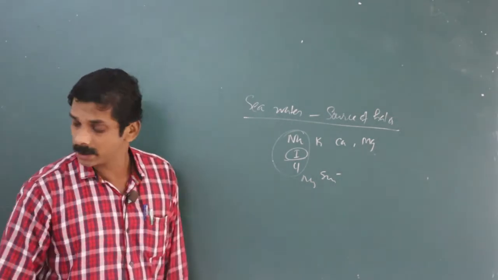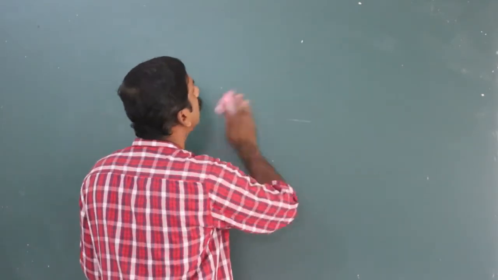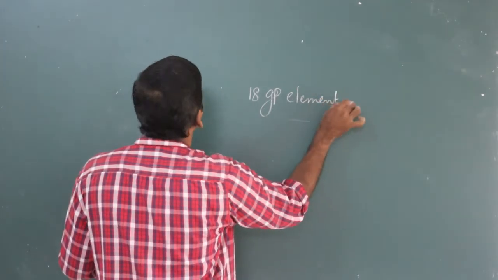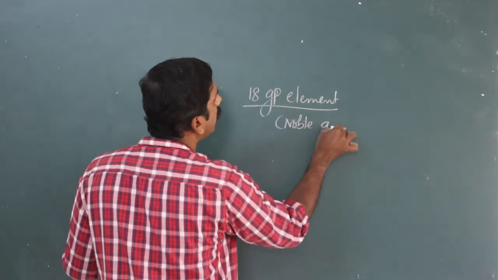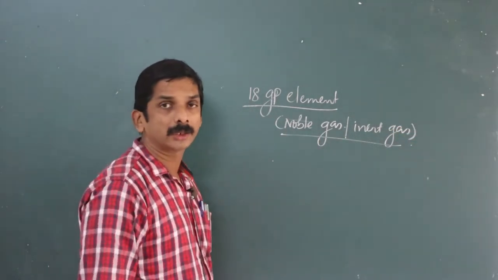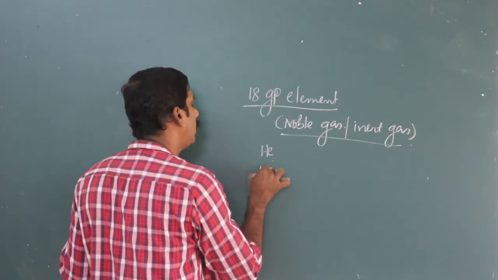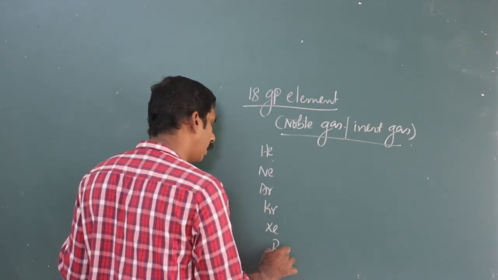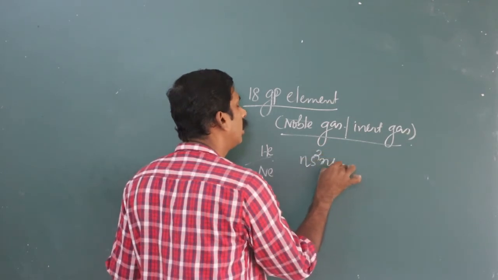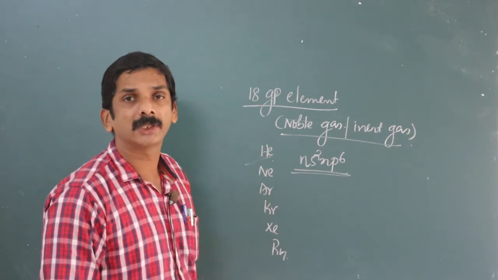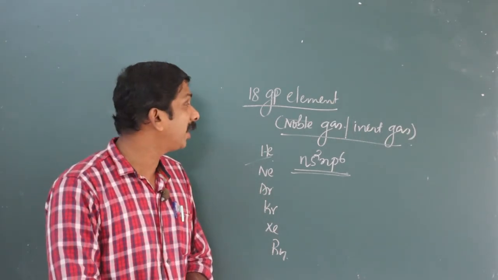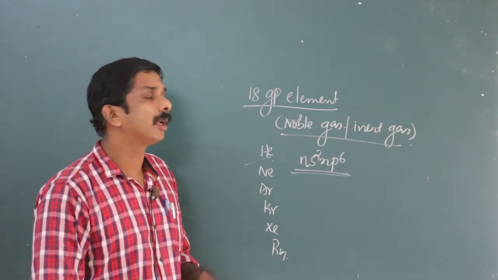Next we discuss the last group. The last group of elements is the 18th group, group 18 of the periodic table. The 18th group elements are called noble gas or inert gas. The members of that family: helium, neon, argon, krypton, xenon and radon. Except helium, all other elements have the stable ns2 np6 configuration. Due to that stable configuration, they show less affinity towards chemical reaction, or in other words, they are chemically inert or less reactive. That is why group 18 elements are called noble gas.